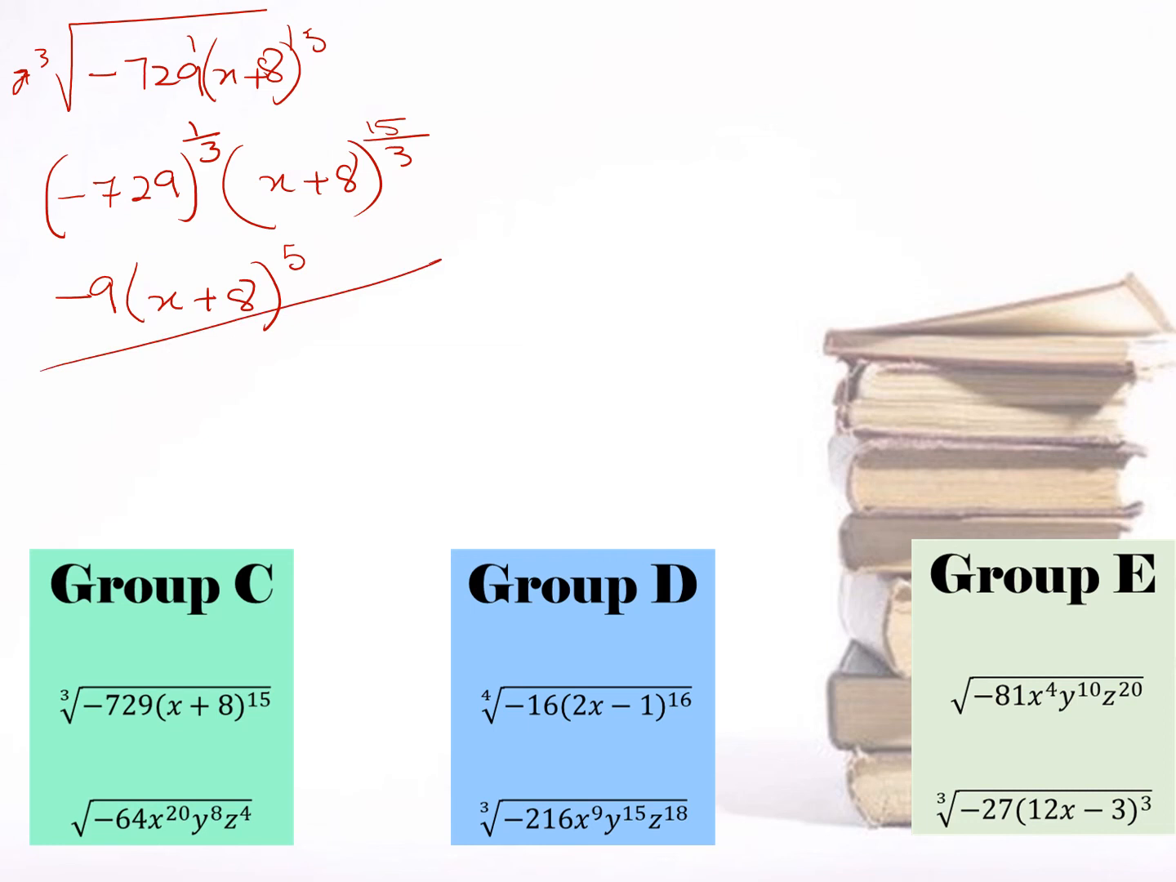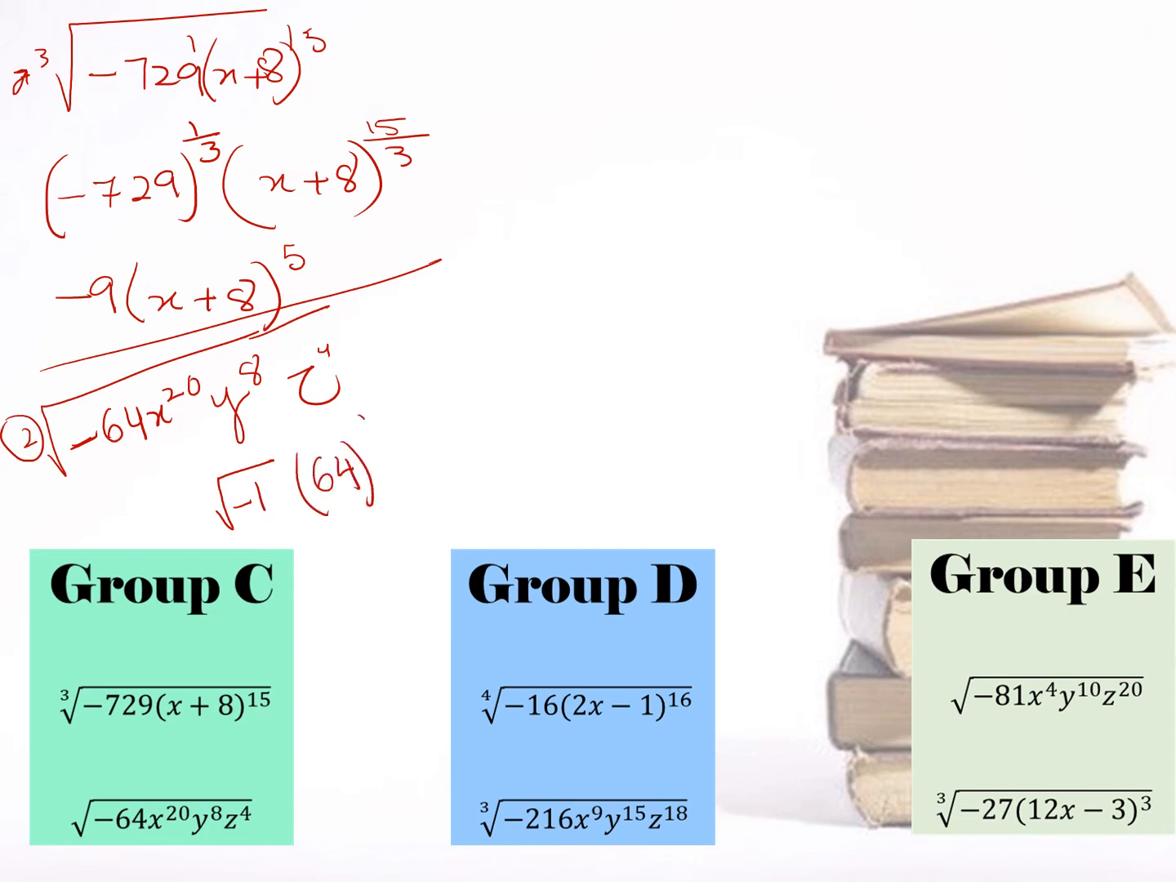Now you have a group C question, number 2, that is the square root of negative 64, x to the power 20, y to the power 8, z to the power 4. Now the index is 2, that is even, and there is a negative sign also. So what will you do in these cases? Of course, you will write the negative one as it is. The rest you will solve in the way that 64 whole to the power 1 over 2, x to the power 20 over 2, y to the power 8 over 2, and z to the power 4 over 2.